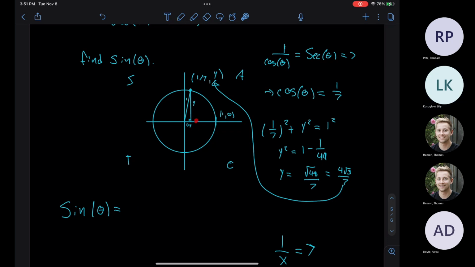Because sine's job is to put the angle theta in, go to the point on the unit circle, and give us whatever the y value is. We did all of this work to figure out what that y value is, so that is going to be the output of the sine function.